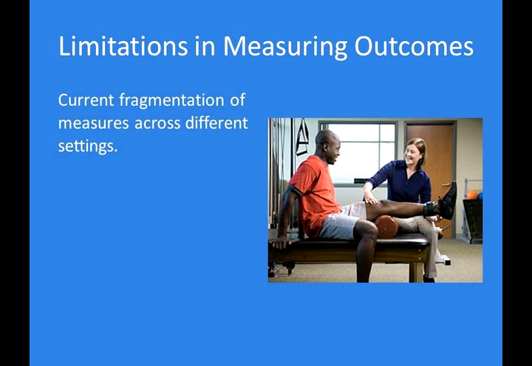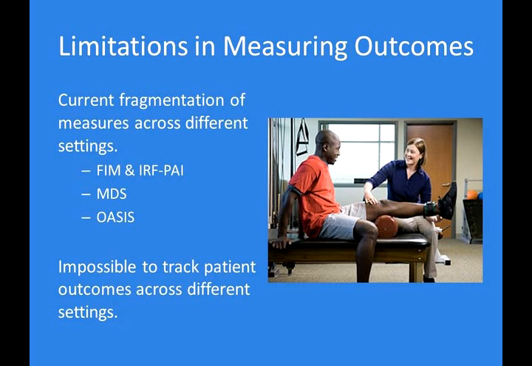The field lacks a comprehensive measure that can be used across different care settings. The PAC is unique because it was specifically designed to be used across all care settings. The current practice of using measures developed for specific care settings results in the inability to examine patients' functional status when they receive care in more than one setting. For example, outcome measures used for inpatient rehabilitation, such as the FIM and IRF-PAI, cannot be compared to the MDS, which is used in nursing homes, or the OASIS, which is used in home care, and there is no agreed-upon measure for the outpatient setting.